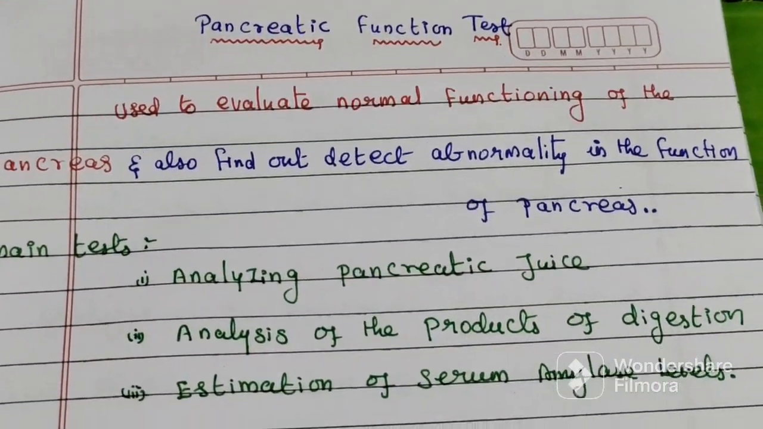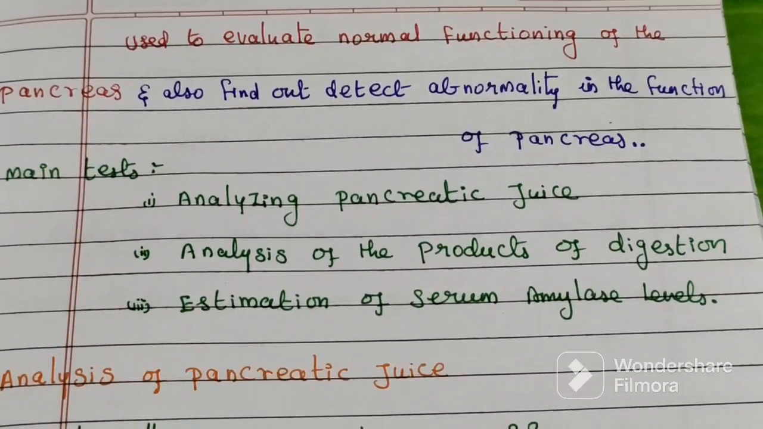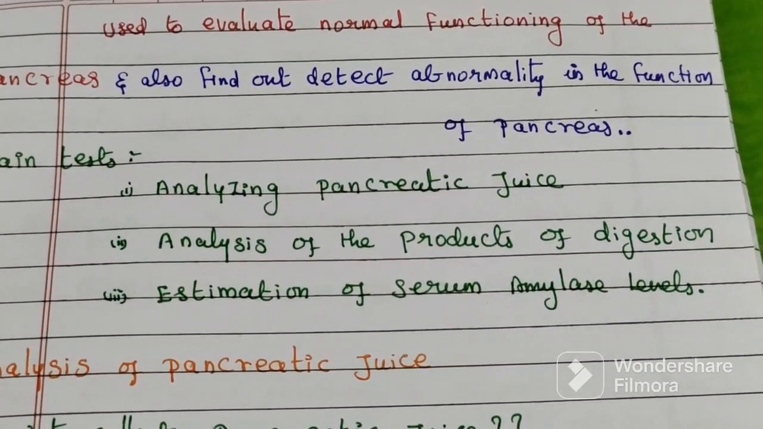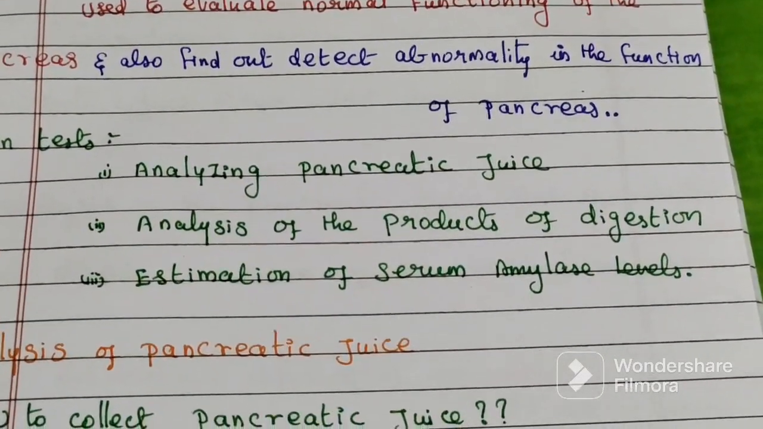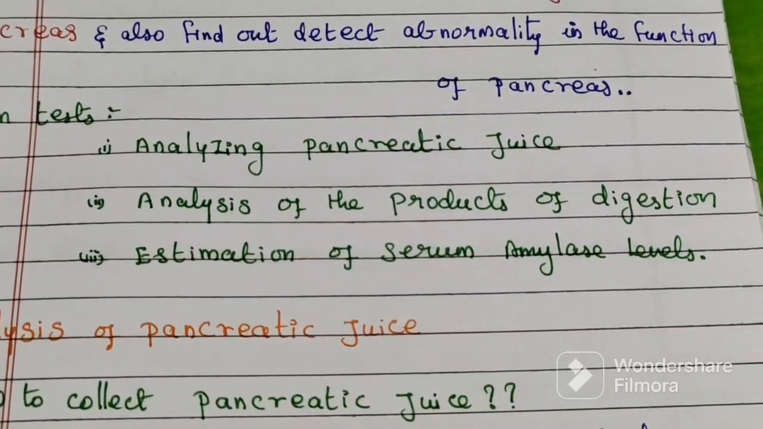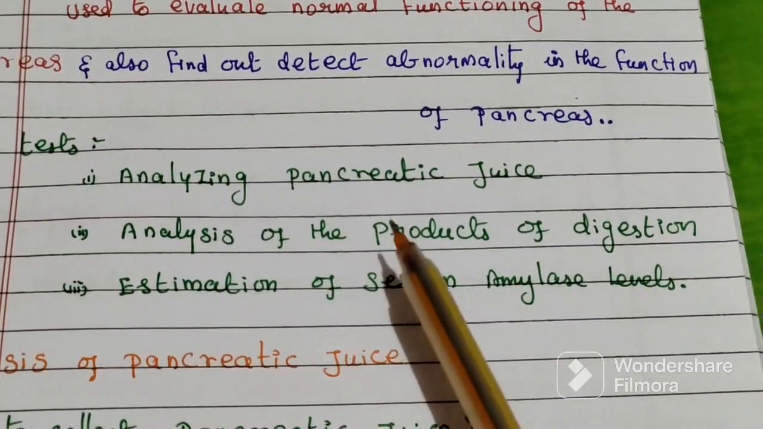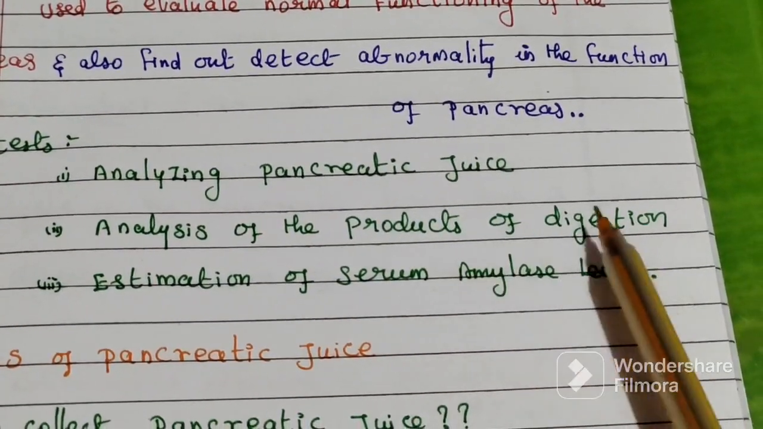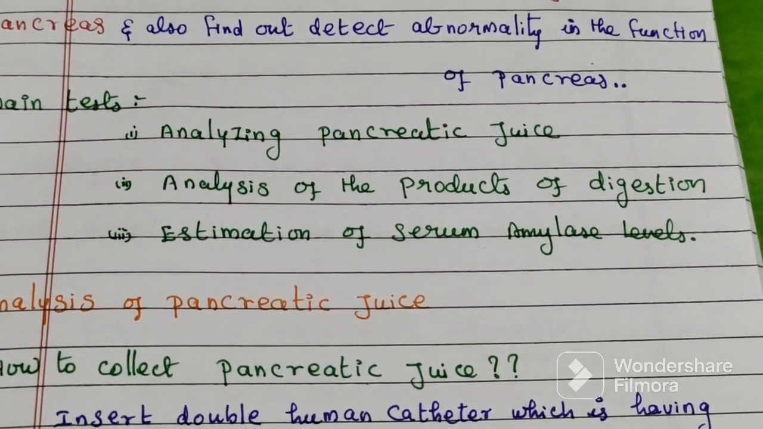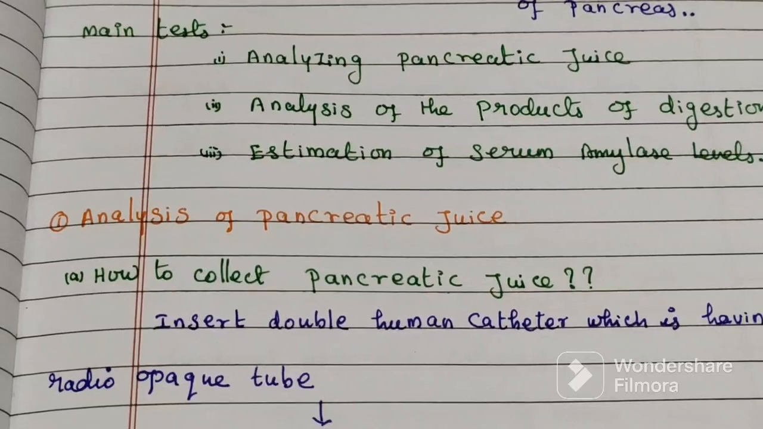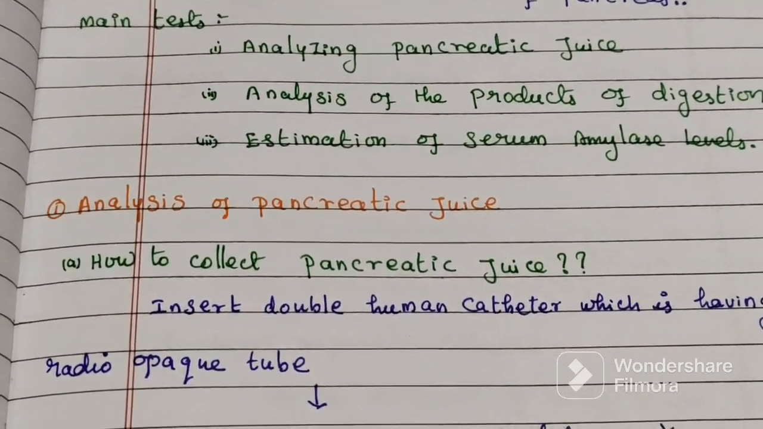Mainly, the tests are divided into three different groups. First, analyzing pancreatic juice. Second, analysis of products of digestion. Third, estimation of serum amylase level. Starting with the first, that is analysis of pancreatic juice.